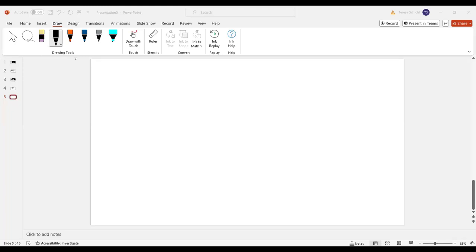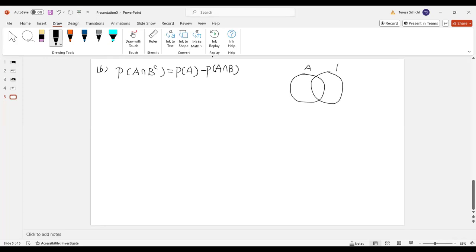Let's write down the problem. This is part B. What we want to prove here is that P(A intersect B complement) is equal to P(A) minus P(A intersect B). In order to do this, let's take a look at two events: this is my event A, this is my event B, and here is A intersect B.